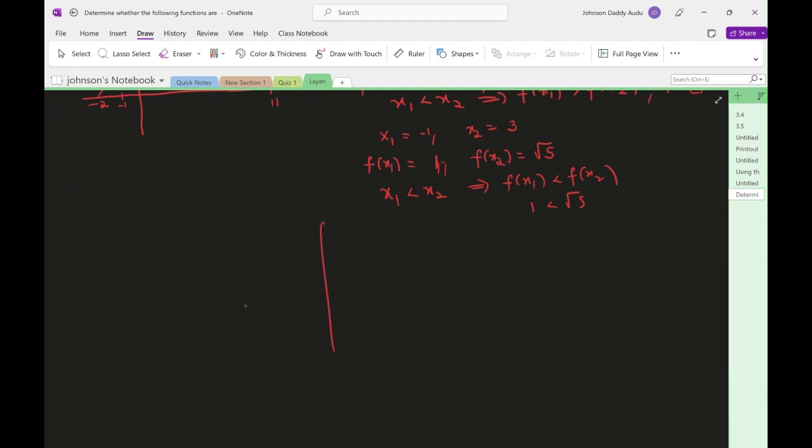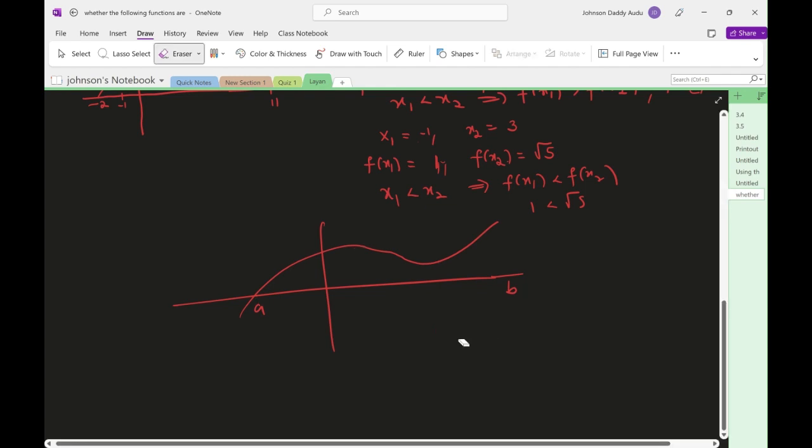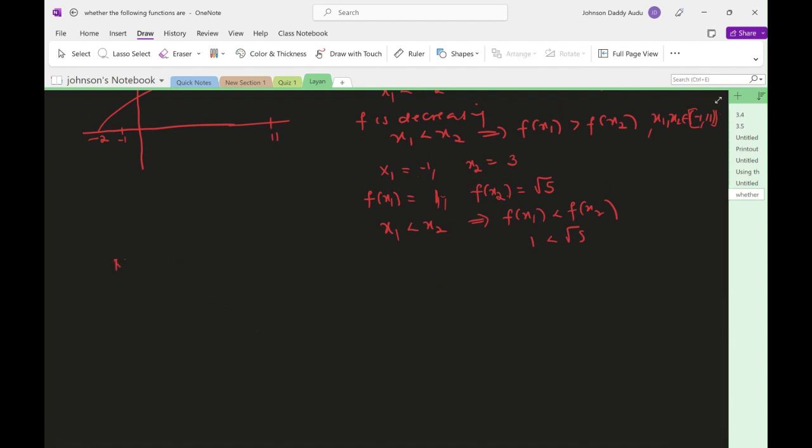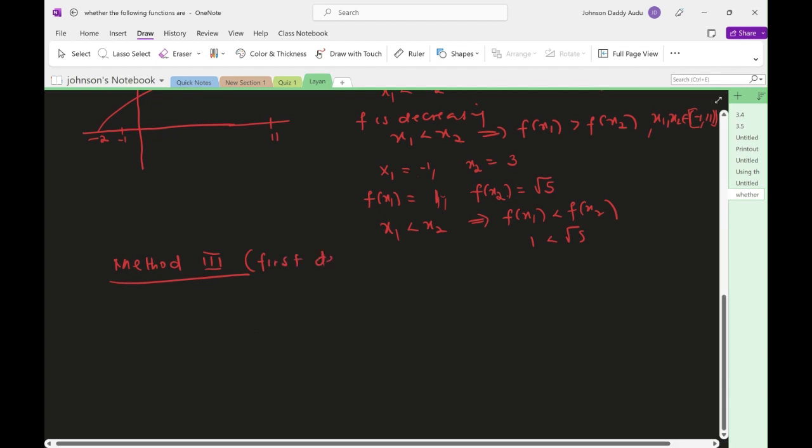For example, let's say you have something like this. If I call this A and this B, within the interval A and B you have a function increasing, then decreasing, then increasing. So in that case, this method is not really the best. So let's use the third method, which we call the first derivative method.